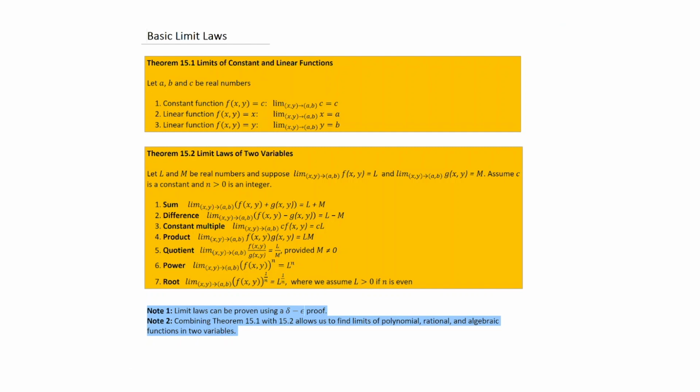So these basically again can be proven using delta epsilon method. And typically, we will not go into the details of proving these things. It'll just be understood that for polynomials, rationals, and algebraic functions in 2 variables, we know that the limits exist so long as you're within the domain of the function. So again, these are just the particular laws that we'll be making use of.